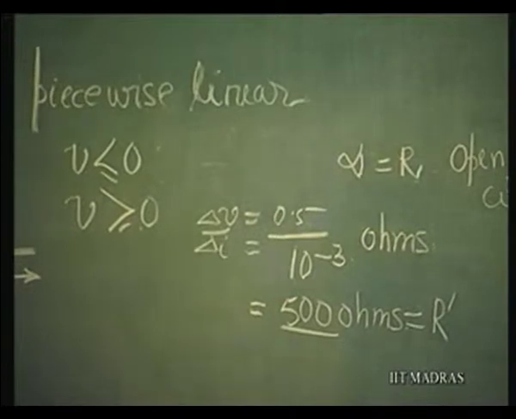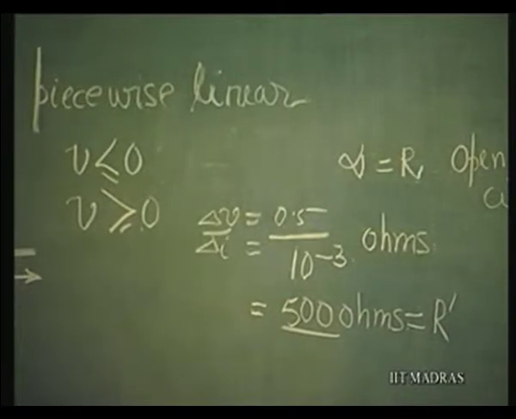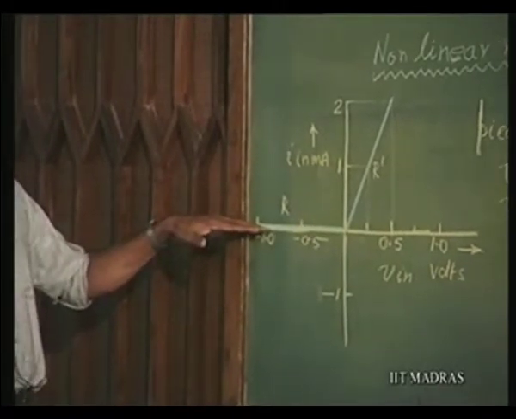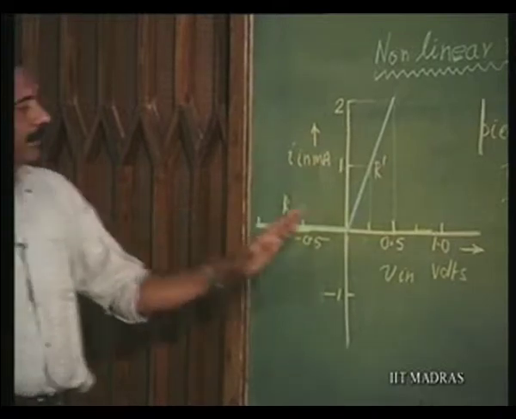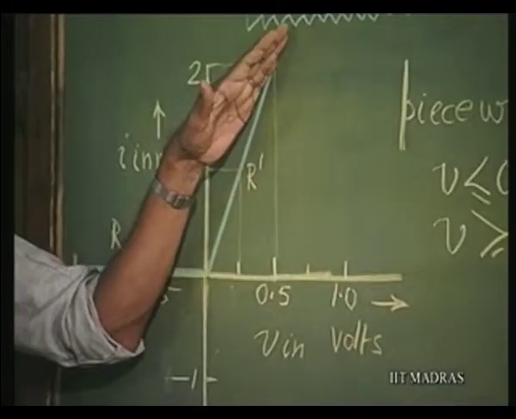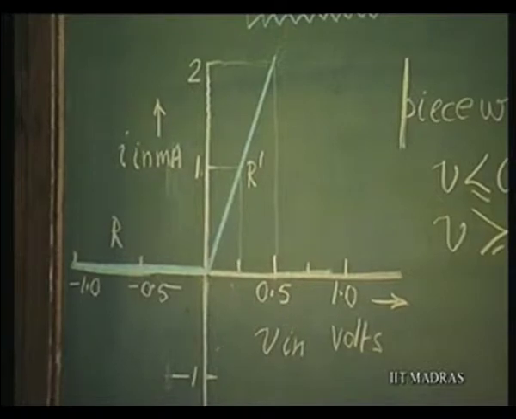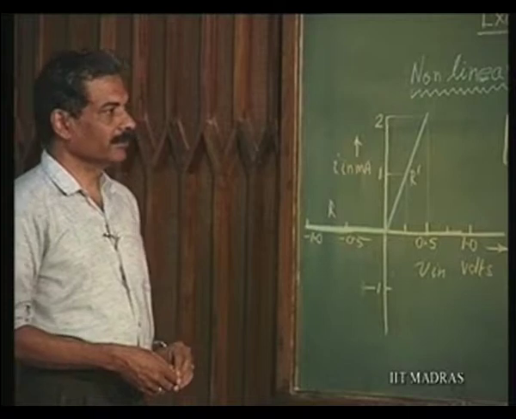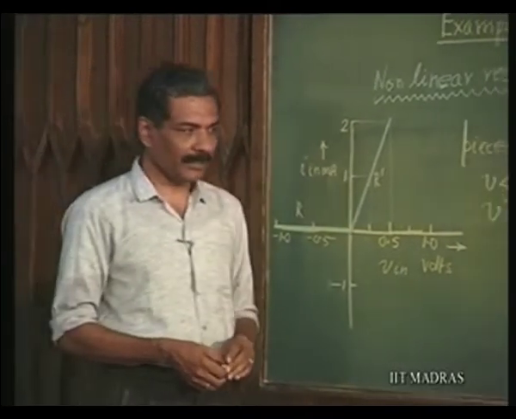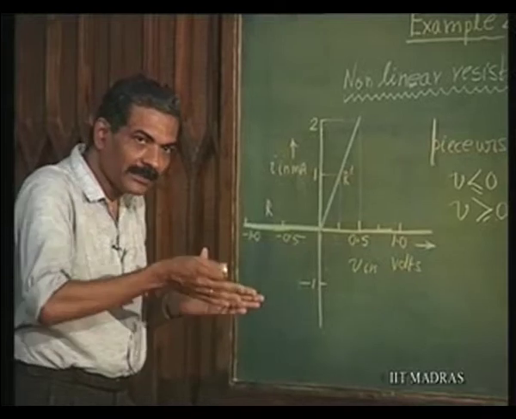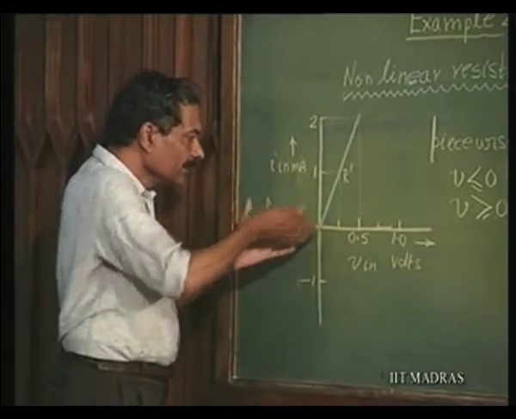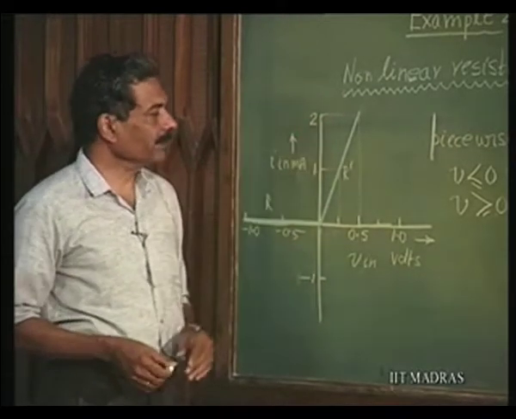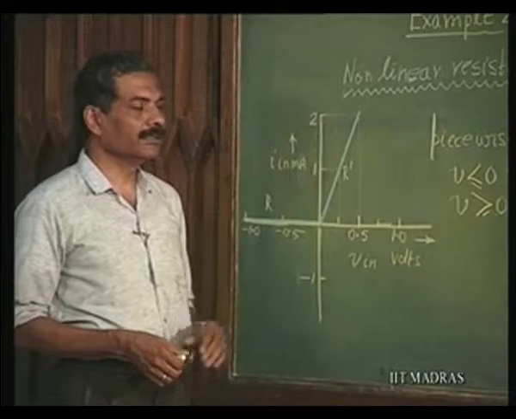So, this is R, let us call this R dash. So, it is taking on different values. In this region it has a resistance R, which is infinity, and in this region it has R dash, which is 500 ohms. So, this is called a non-linear resistor. A non-linear resistor normally can be approximated in terms of piecewise linearity, assuming that over a small range it is linear. We can say that it can be approximated as a piecewise linear resistor.